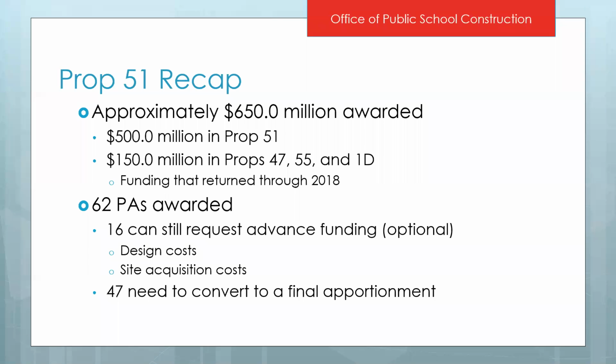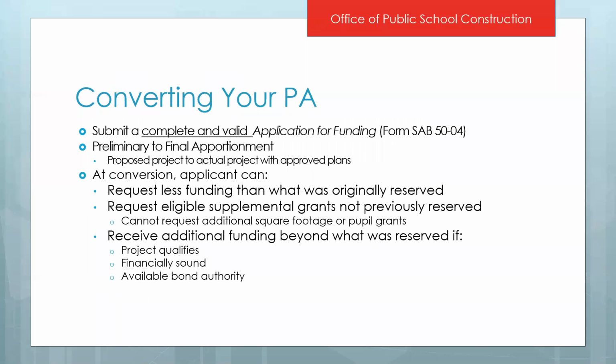Of those preliminary apportionments, 16 can still request advance funding. Advance funding is an optional funding that you can receive that provides assistance for design costs or site acquisition costs if that was reserved with your preliminary apportionment. Of the 62 PAs, we still have 47 that need to convert their preliminary apportionment to a final apportionment.